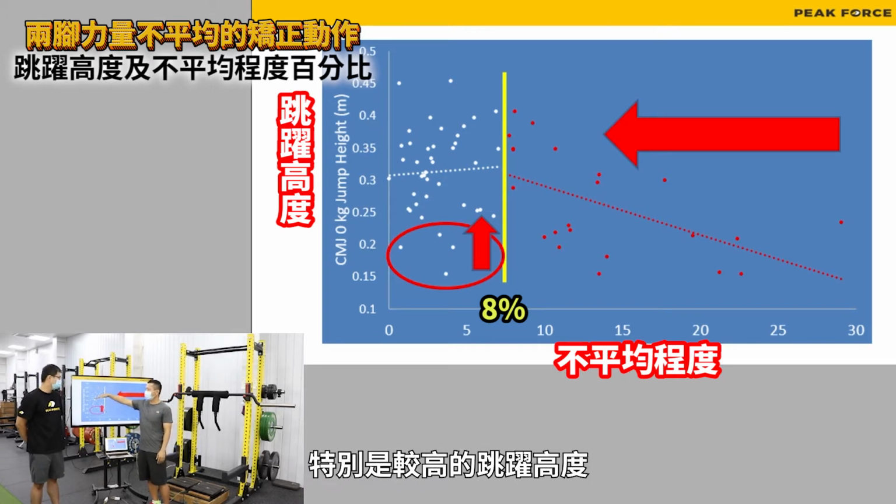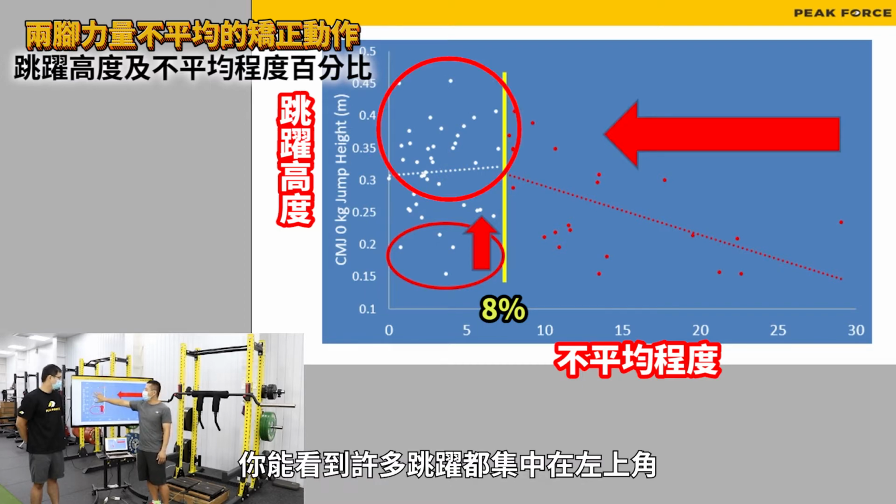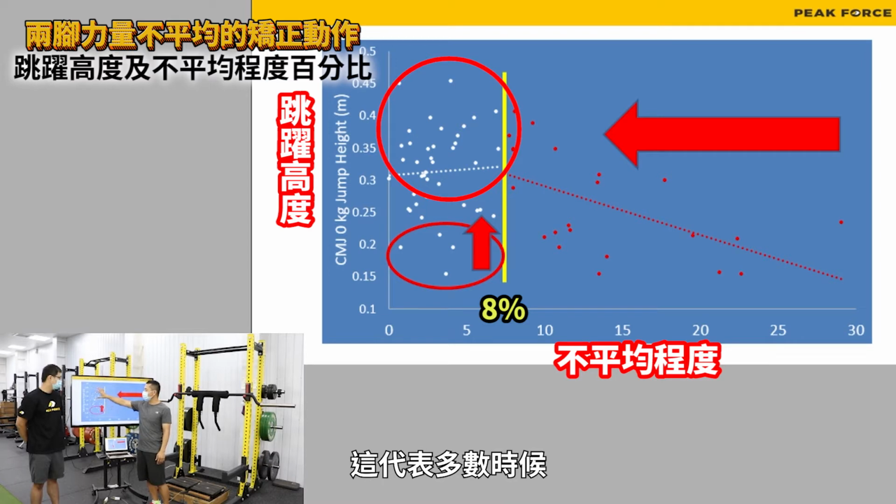And then based on the data, you notice that a lot of the jump is here, especially the higher the jump, you see it as less than 8%. So I draw the yellow line as a 8% cutoff line, and then you see a lot of jump here. It means that most of the time people are less than 8% value to jump higher.